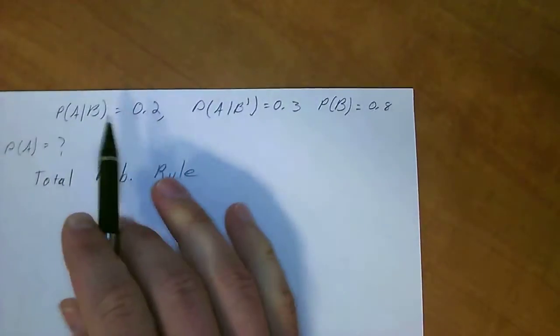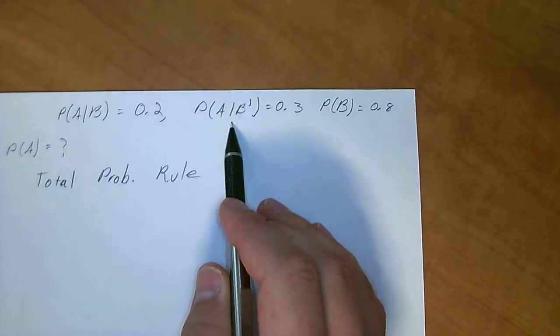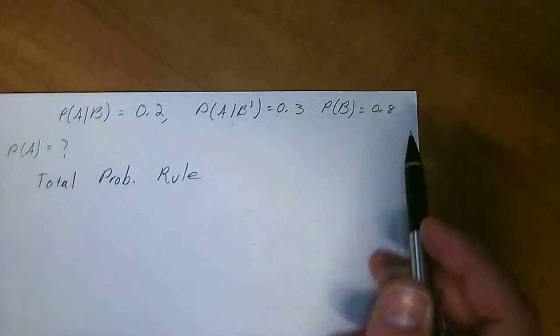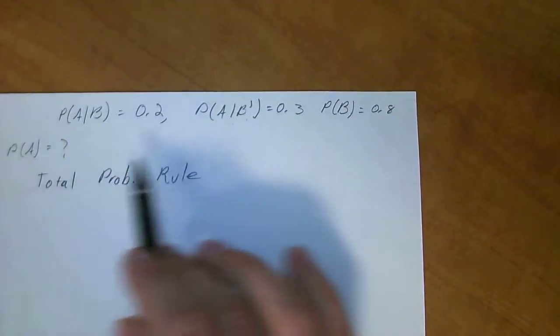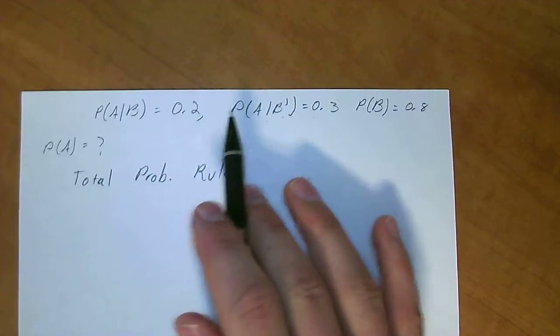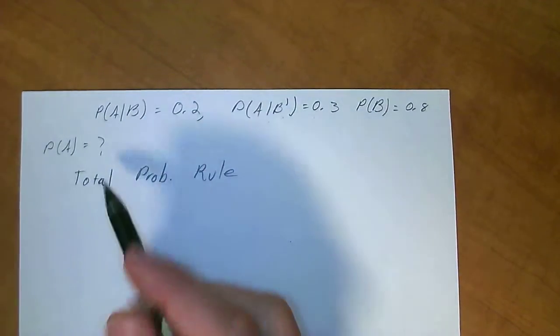So what we have are these conditions. The probability of A given B is equal to 0.2. The probability of A given not B is equal to 0.3. The probability of B is equal to 0.8. So we have this series of probabilities, and there's no real direct way or state space we can use to just say the probability of A is going to be this. So we have to work around it a little bit.